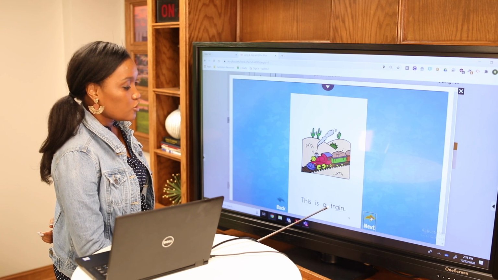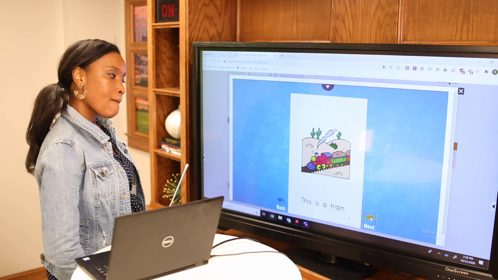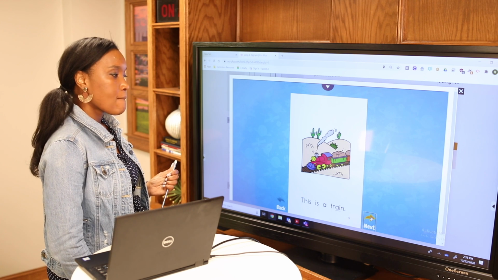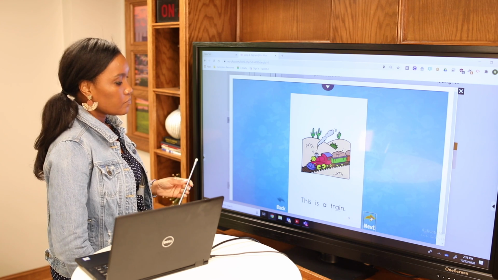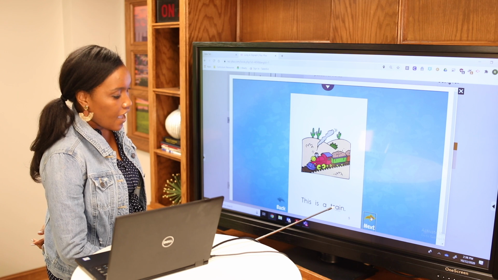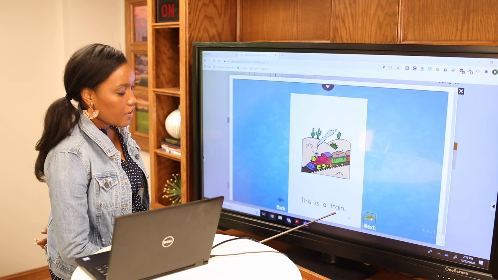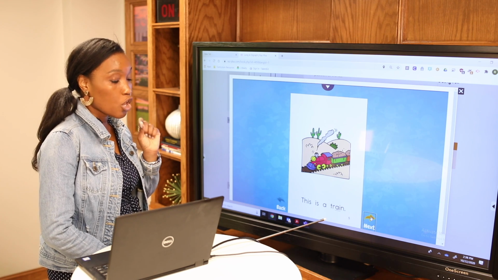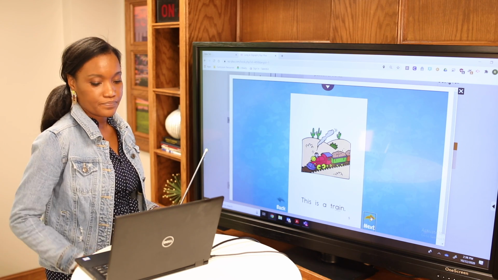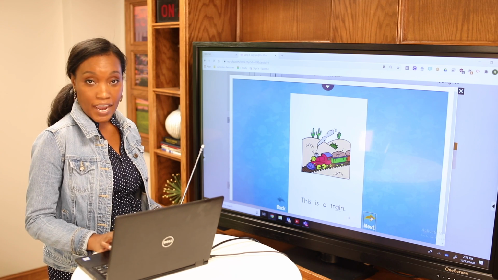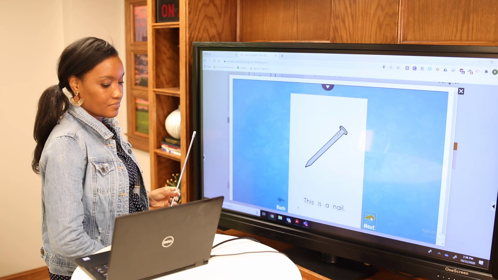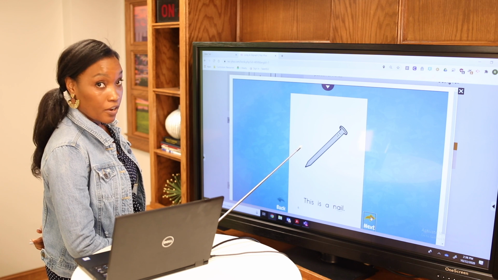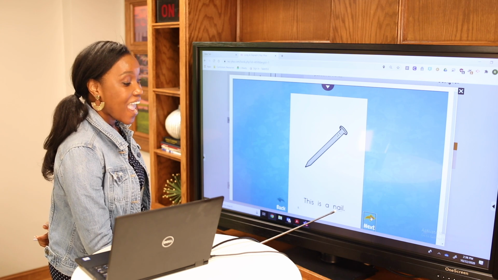This is a train. Remember, they have it underlined AI. They want you to remember that that is the way you spell long A for this particular word. This is a train. Remember, this is a L.